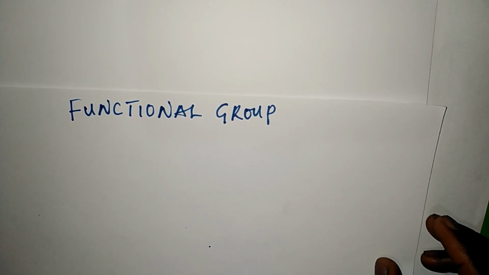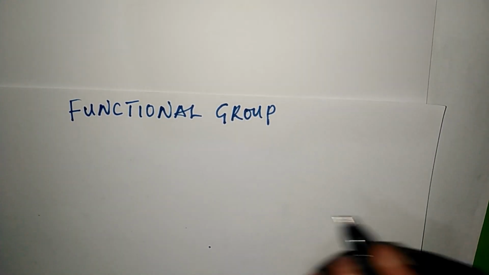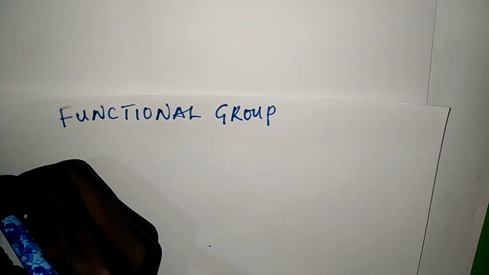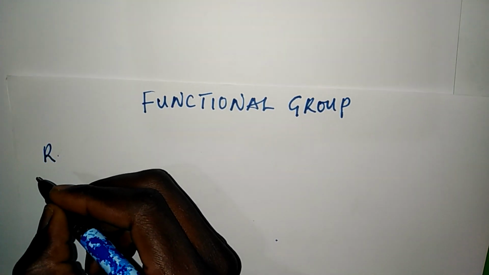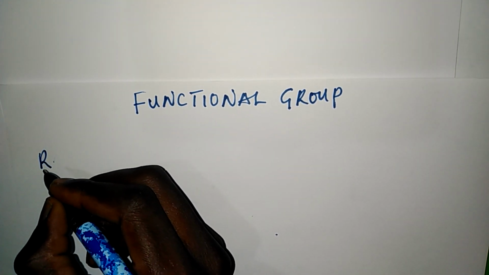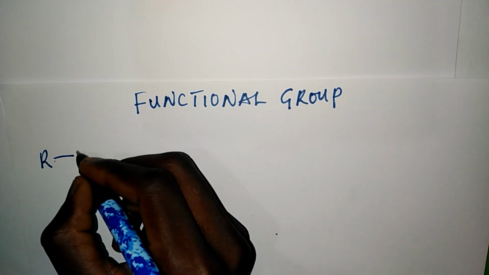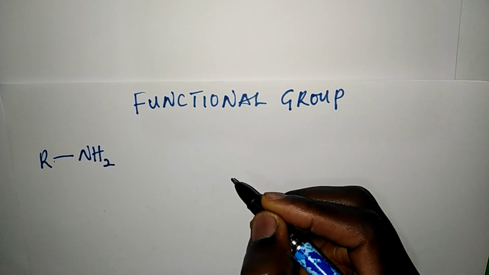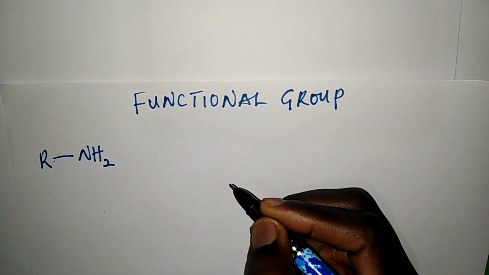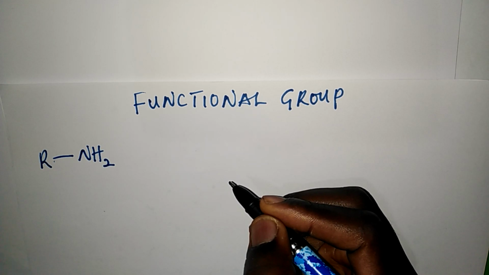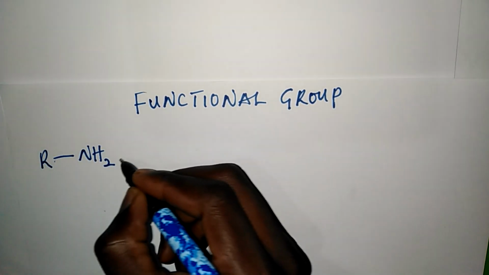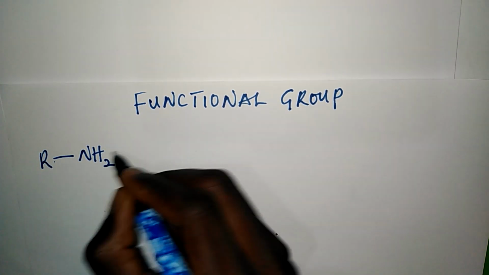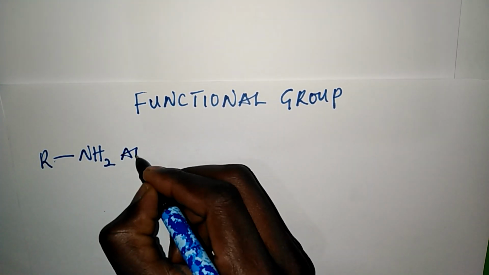In this second part of the functional group, I want to start with this particular compound. What if you have a compound like this? We have a compound R attached to a nitrogen with two hydrogen. Now this particular functional group is known as an amine. This is a generic form and is known as an amine.